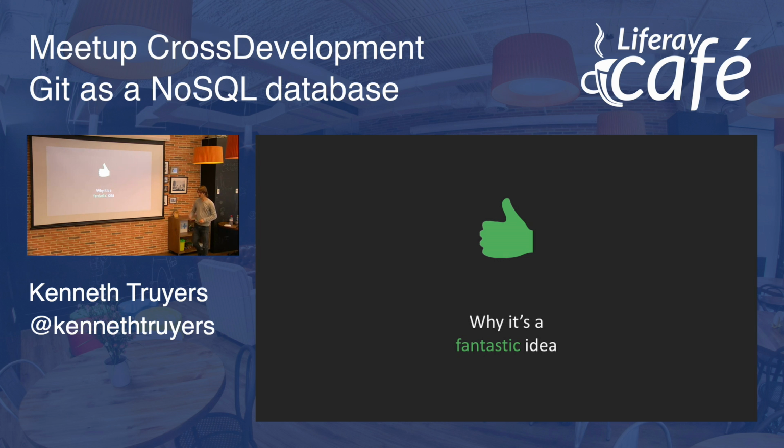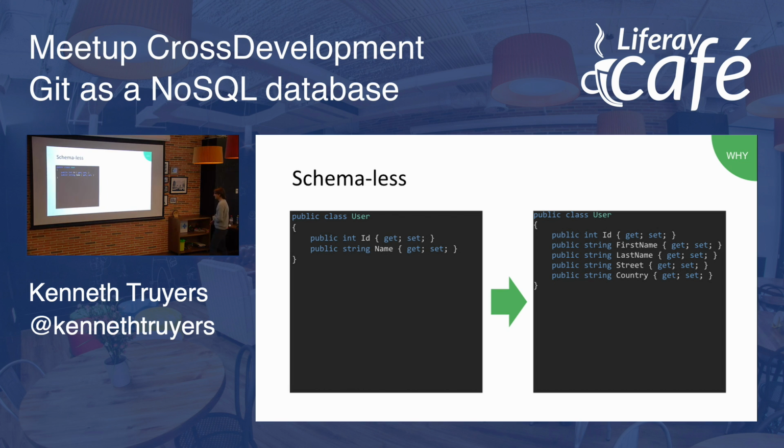Right, so now I want to switch gears a bit and talk about why this is really a good idea and what the advantages are. So first of all, and that's not specifically an advantage of Git, but it's an advantage of a key value store, is that it's schemaless, so you can easily move your application along, add fields to it, remove them, and Git won't really care.